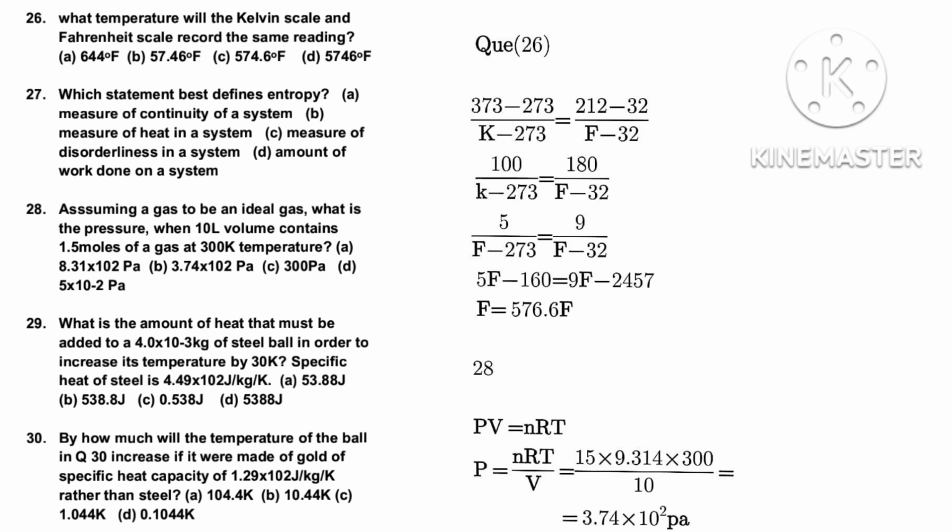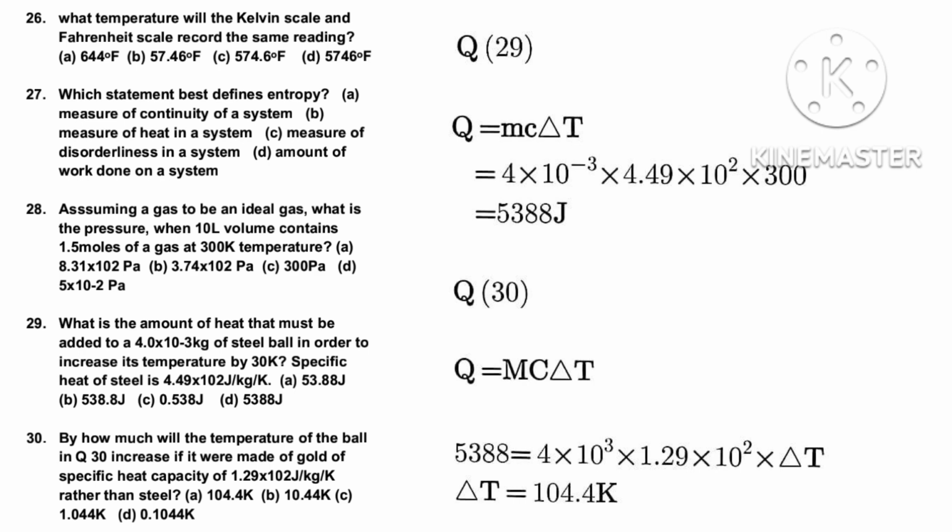So similarly for question 28, we are asked to look for the pressure, and from the ideal gas law we have P equals nRT over V. So making P the subject of the formula, we have our final answer to be 3.74 times 10 raised to power 2 Pascal. So the next, for question 27, the best statement that defines entropy is the measure of disorderliness in a system. So that's option C.